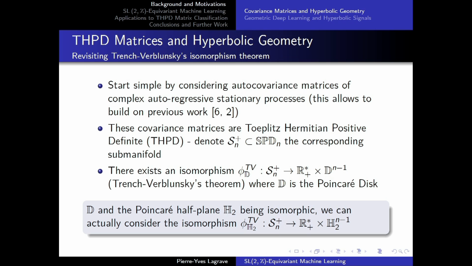So this is well known. Something else that we can note here is that we have an isomorphism as well between the Poincaré disk and the Poincaré half plane H2. It is well known, and just by using that, we can reformulate the Trench-Verblunsky theorem by stating that our set of covariance matrices is actually going to be isomorphic to R_+^* product with n-1 copies of the Poincaré half plane. So, nothing very new here, but it's just a matter of restating the theorem in a way that is going to be useful in the following.